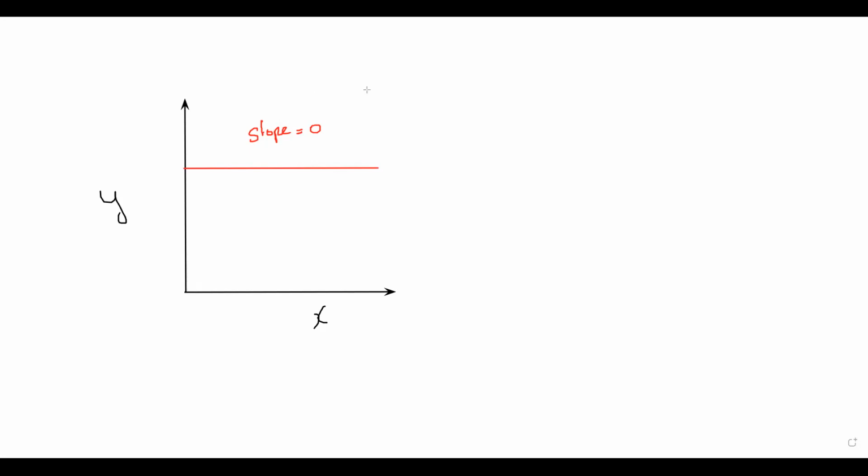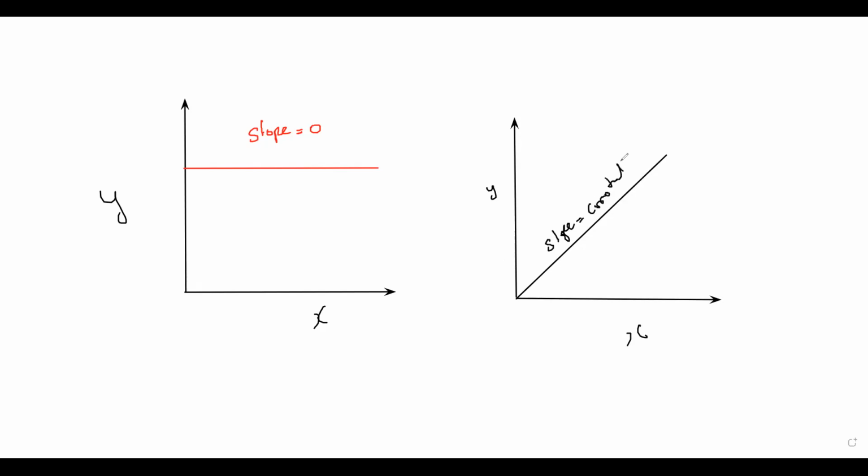But if there is a straight line which is passing through the origin and making a constant angle, so on y-axis we have any quantity, on x-axis another quantity, and we have a straight line. So if we have a straight line, the angle is constant. So if the angle is constant, we say the slope is constant, or the slope or angle is not changing.